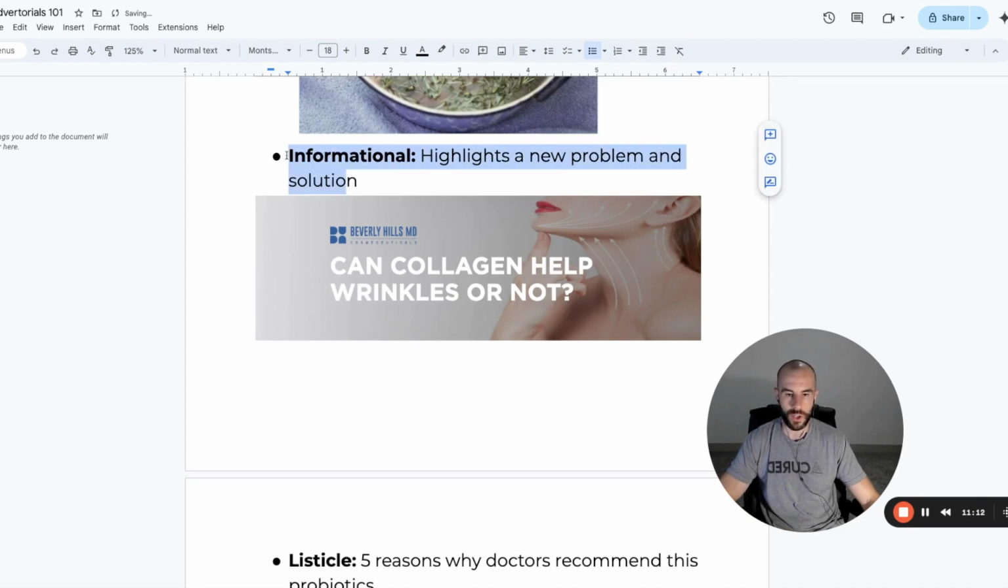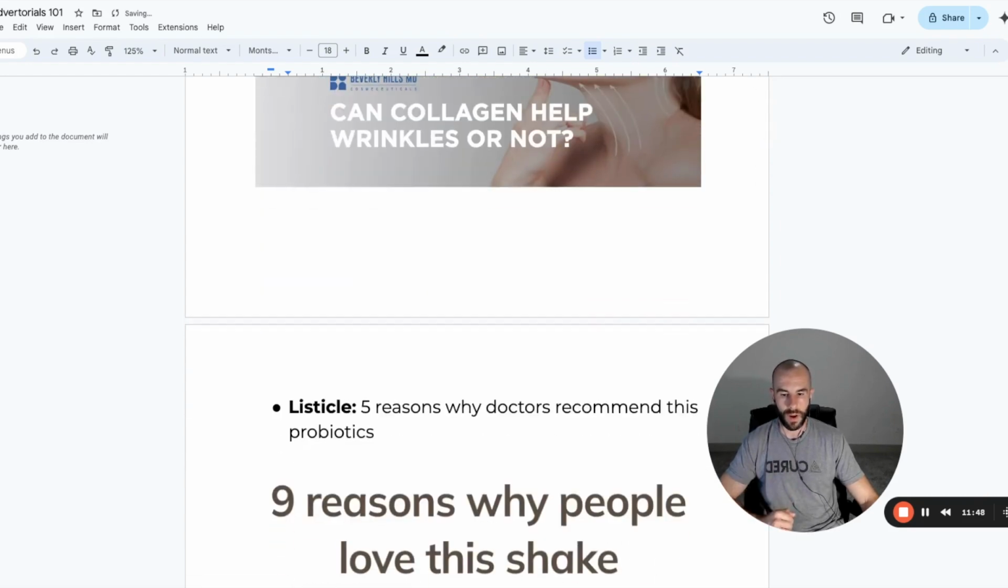Second, we have an informational, and this usually just highlights a new problem and a new solution. So this is from Beverly Hills MD. If I'm not mistaken, they are owned by Golden Hippo, one of the absolute behemoths of the direct response world. Can collagen help wrinkles or not? So it's just kind of asking a question that's in a lot of people's minds. There is some skepticism in the skincare industry about collagen and its effectiveness. So this is just asking, can collagen help wrinkles or not? And anybody who's interested in skincare and is potentially interested in getting collagen or using something to improve their skin would be very keen to go ahead and read this right there.